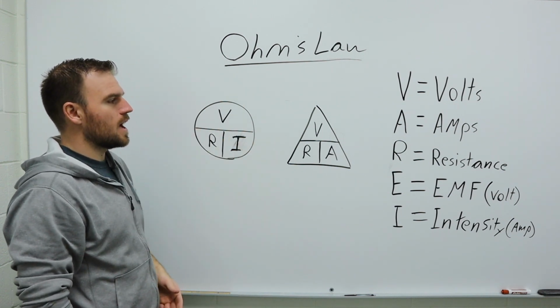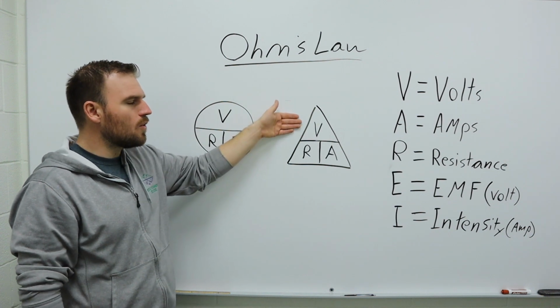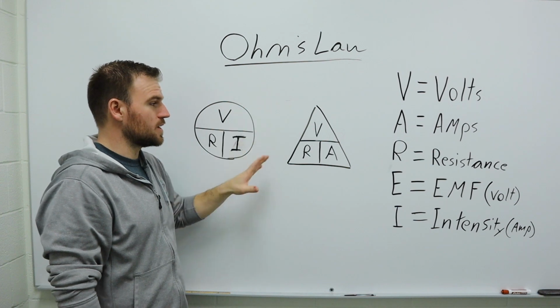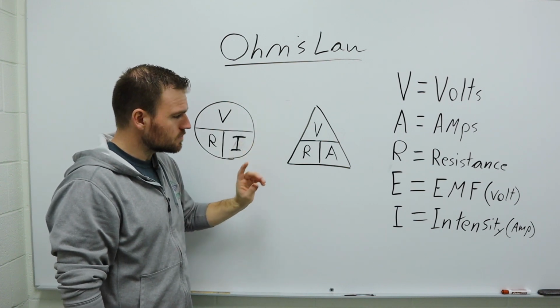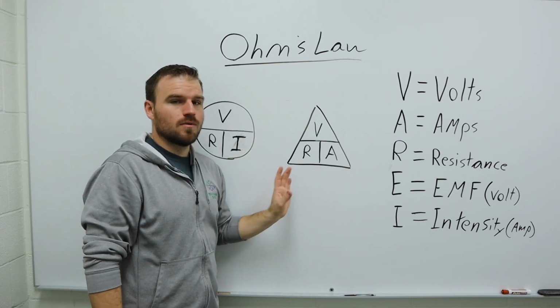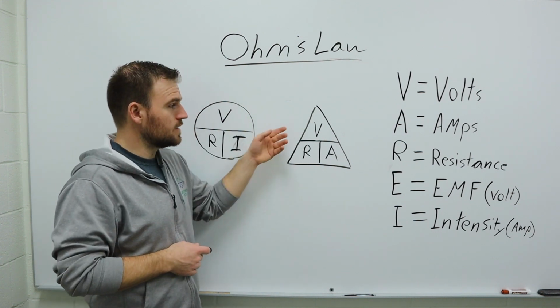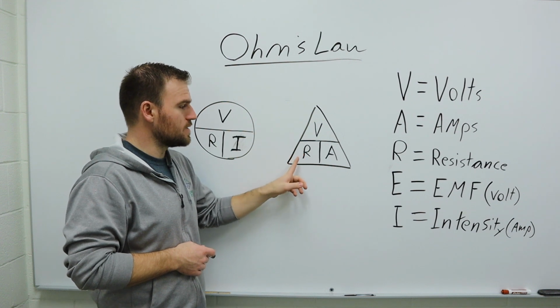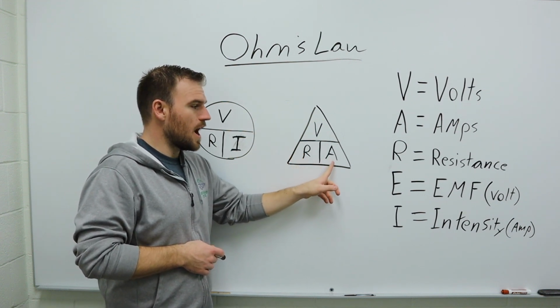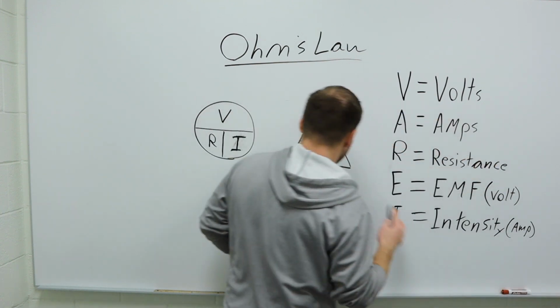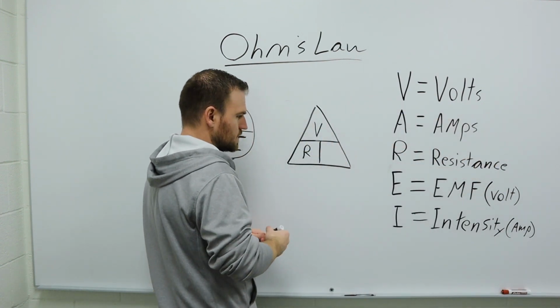So a couple things I want to point out is just that the V will always be on the top. So volts will always be on the top when we use this particular Ohm's Law triangle. The R and the I will always be on the bottom. We're going to get into this in just a second, that the V will always be divided by either the R or the I or the A. I'm sorry, let me go ahead and replace that with an I right now, since I'm going to keep messing it up.